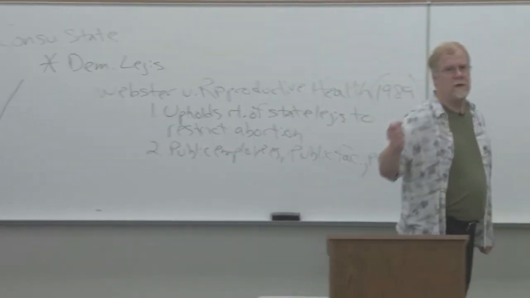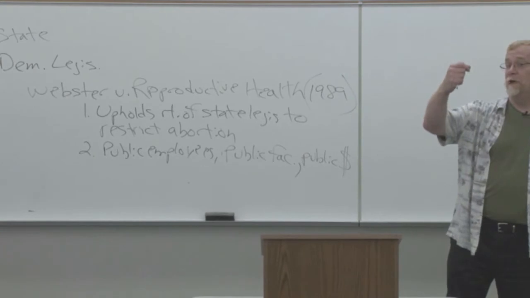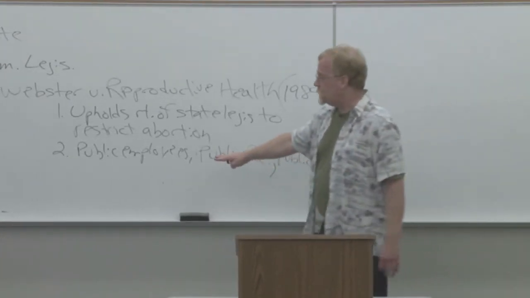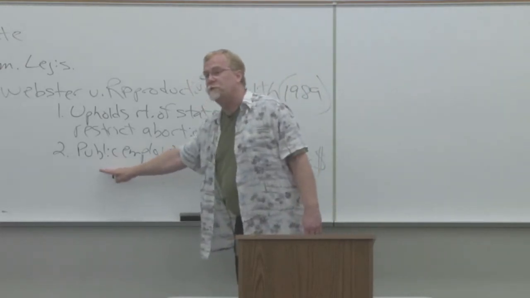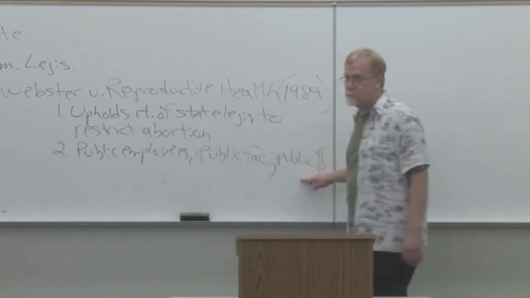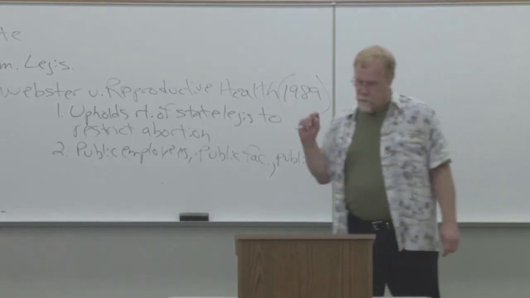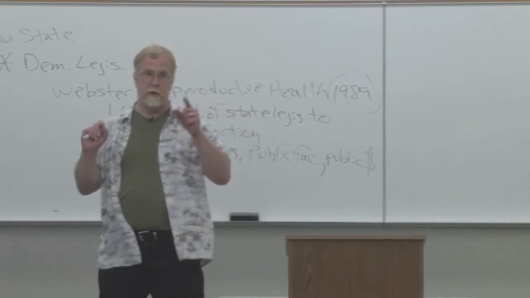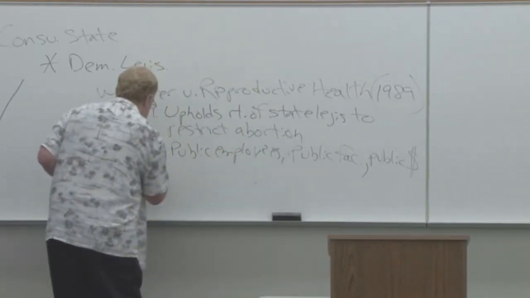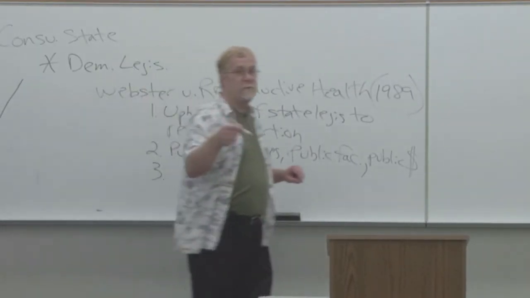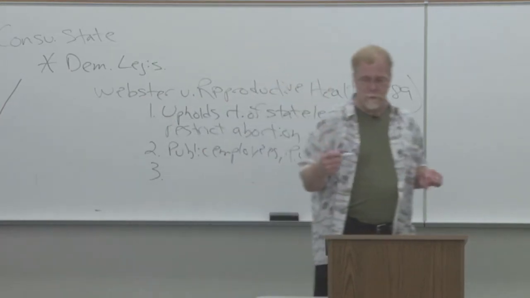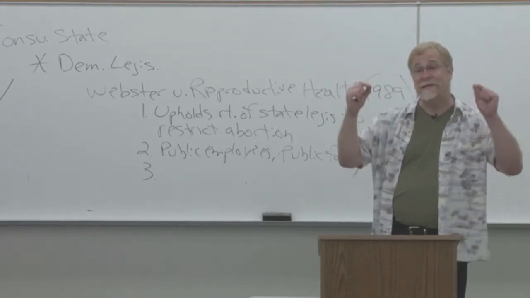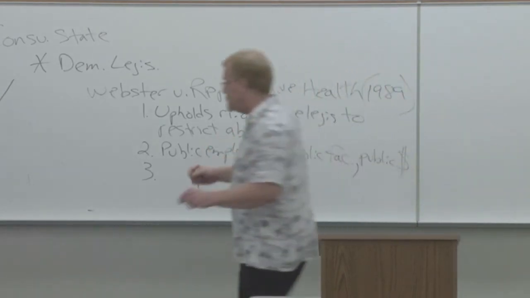So in Webster versus Reproductive Health, it doesn't say you can't get an abortion in the state of Missouri, but it does say that you're not guaranteed or allowed to have public employees, a public facility, or any public funds used for that. The most important aspect of Webster versus Reproductive Health is number 3. And it takes the principle of number 1, that states can restrict abortions, and says states can impose regulations on any stage of pregnancy.